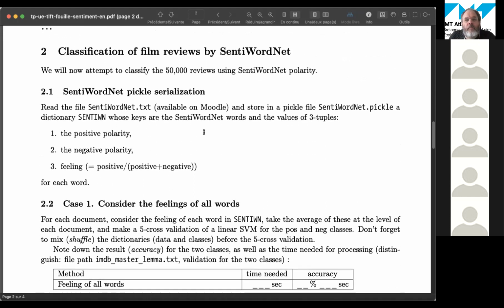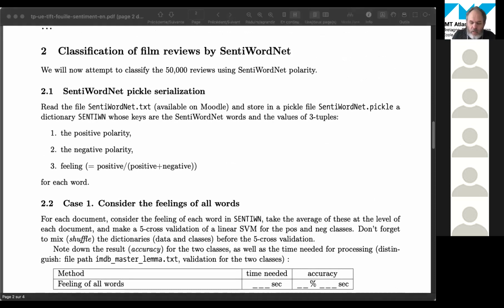In this lab, we will use a resource called SentiWordNet. So what is SentiWordNet? It's a resource made by an Italian team, because Italians are specialists of sentiments. And it makes a hypothesis that sentiments can be described in two axes.